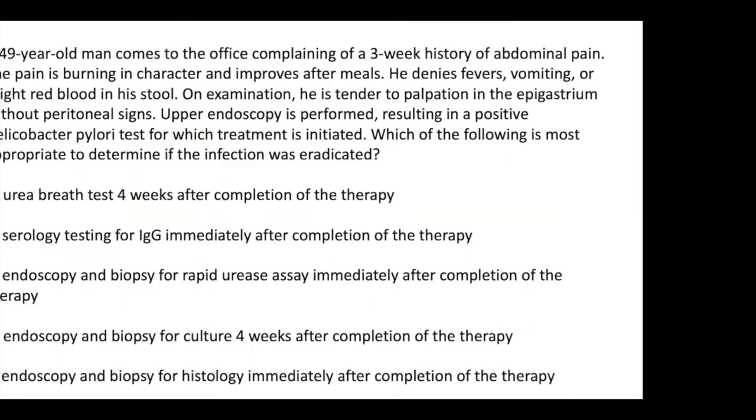All right, Pat, you got this one? A 49-year-old man comes to the office complaining of a 3-week history of abdominal pain. The pain is burning in character and improves after meals. He denies fever, vomiting, or bright red blood in his stool. On exam, he is tender to palpation in the epigastrium without peritoneal signs. On upper endoscopy, there's a positive H. pylori test, so he gets treatment for that. Which of the following is most appropriate to determine if the infection was eradicated? Breath tests, serology, endoscopy, and biopsy for culture 4 weeks after, or endoscopy and biopsy with histology immediately after completion.